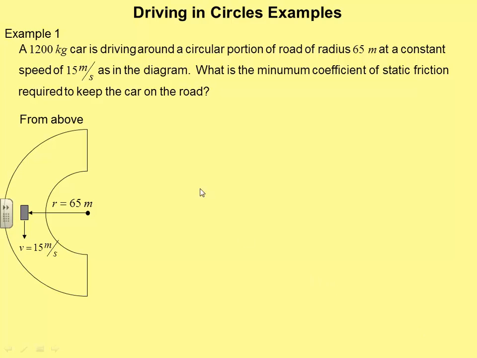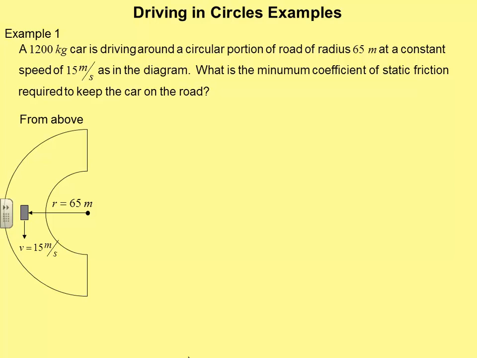Now, a couple things about the diagram. First of all, you're looking down on this from above. And secondly, it is not at all to scale. That is not 65 meters compared to the width of a car. Just trying to make it so you can see it. Now, what I want to know in this problem is what is the minimum coefficient of static friction required to keep the car on the road?